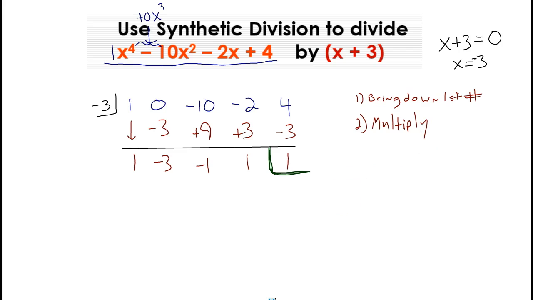And that multiplication is going to happen where we're going to say -3 times 1. And that gives us this number here, -3. -3 times 1 is -3. After we multiply, we add down. So the first step was to multiply, or the second step was to multiply. And now we add down. 0 plus -3 is -3.